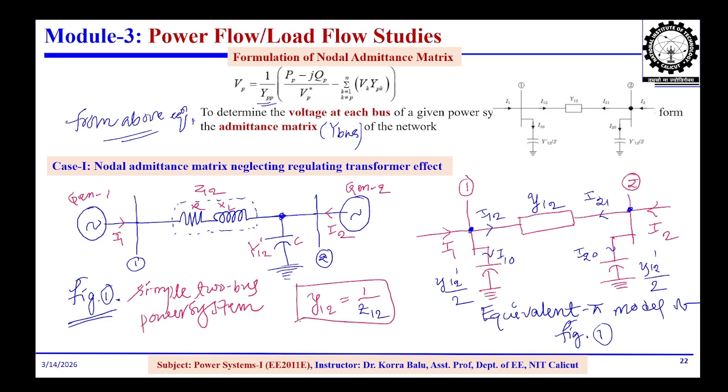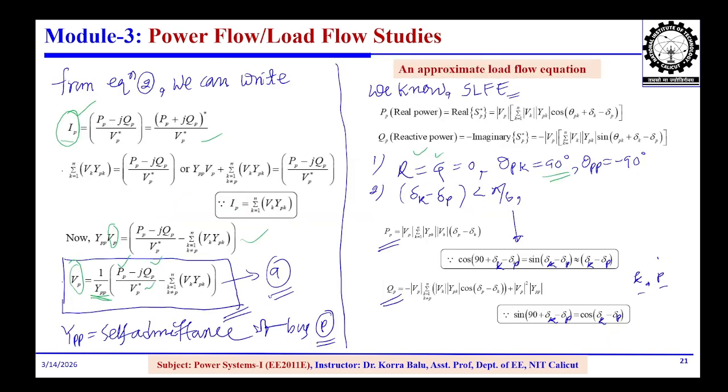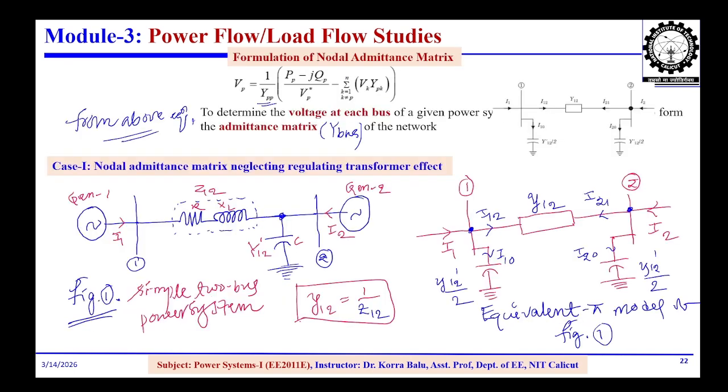Now we'll see the formulation of the nodal admittance matrix. From equation 9, we need to calculate the voltage value at each bus. For the voltage value at each bus, first we need to compute the admittance matrix of that particular system. If we get a 2 bus system, 3 bus system, 4 bus system, or 5 bus system, we need to first calculate or form the admittance matrix of that particular system.